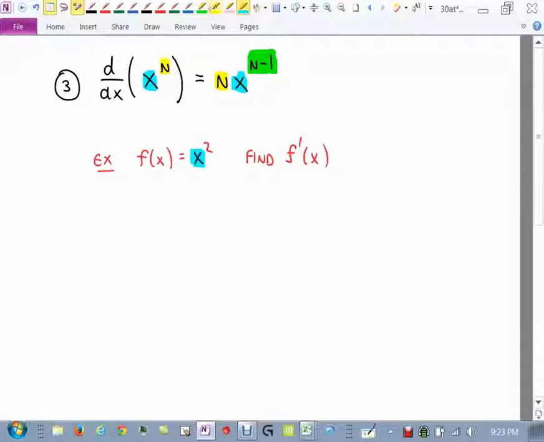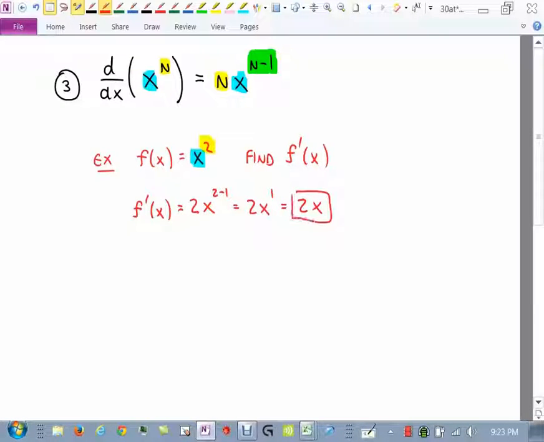Derivative should be the 2 comes out front. Then I have x, and then I subtract 1 from 2, so 2 minus 1. Well, this is just 2x to the first power, but we usually don't write the first power, so this is just 2x. So the derivative of x squared should just be 2x.